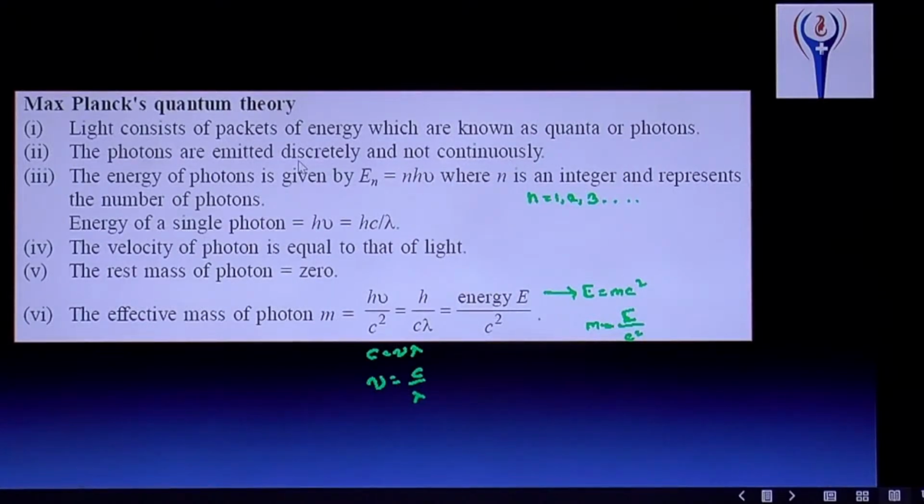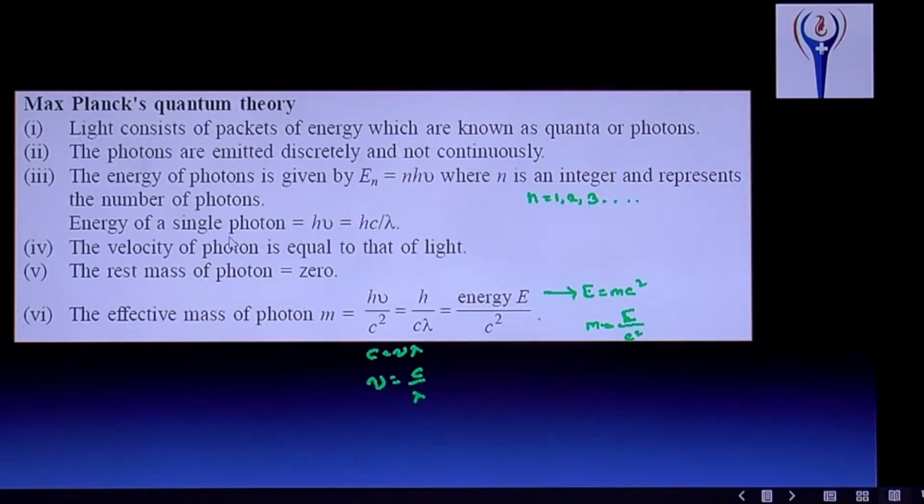The photons are emitted discretely and not continuously. What does discrete mean? It's not continuous. How is that? E equal to nh nu. What is n? n is an integer, the number of photons. n equal to 1 gives h nu, n equal to 2 gives 2h nu, n equal to 3 gives 3h nu, like that. That's why we call it discrete bundles or packets of energy.